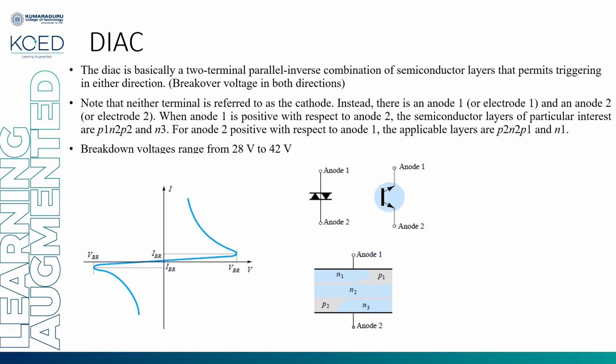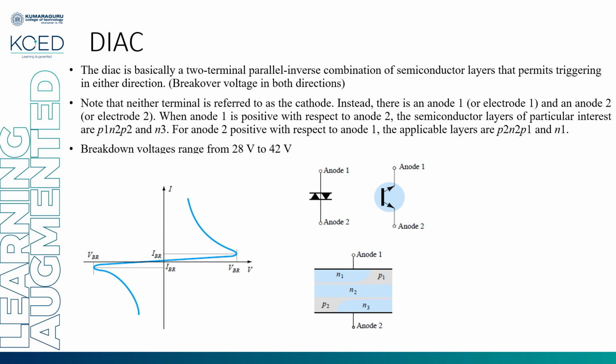And next is diac and triac. So this is also a two-terminal inverse combination of semiconductor layers, almost like a parallel combination of semiconductor layers, that permits triggering in either direction. In case of an SCR, it conducts current only in one direction or forward direction. But diac is bidirectional. That is, you can see that the graph is similar in forward bias and reverse bias quadrants. In case of SCR or PNPN diode, only the forward bias portion of the graph is similar to what we are seeing in this slide. But here we have both the quadrants which indicate forward bias and reverse bias.